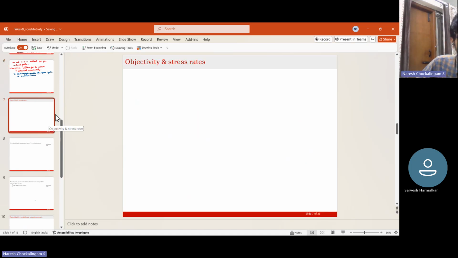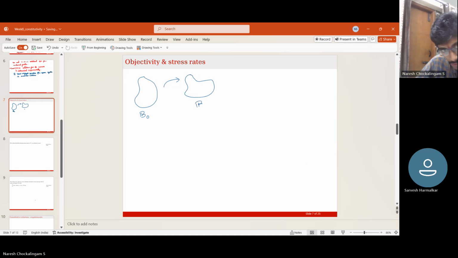So a related concept is that of objectivity, right? So we will see what objectivity is. Consider a body in the undeformed configuration, say B0, and it undergoes a certain deformation and becomes B at time t. If you look at an infinitesimal vector, it is initially dX, and under the action of the deformation gradient, it takes another form, small dx.